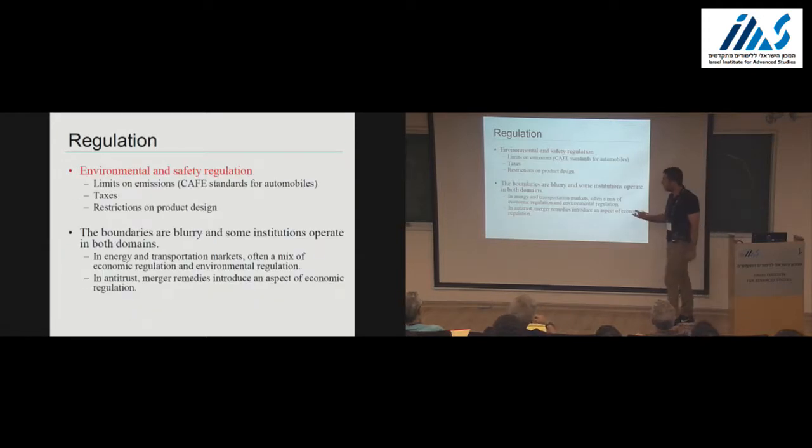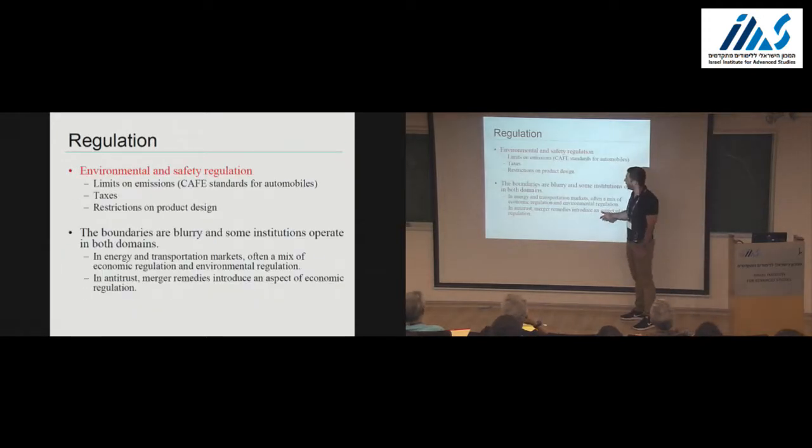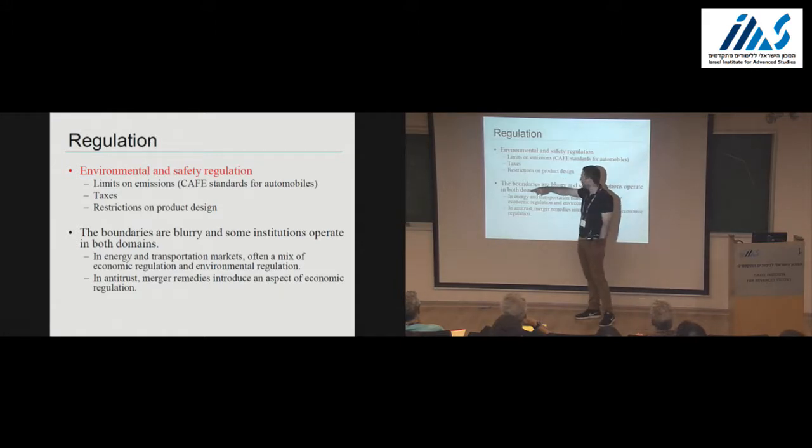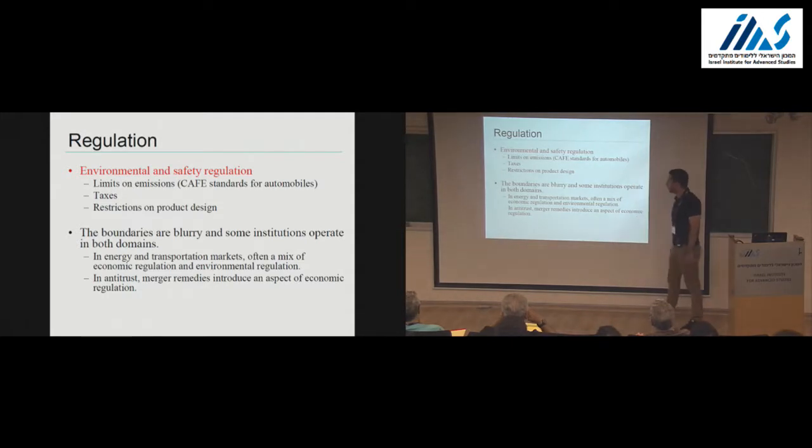Okay, then there's another umbrella which we think of when we think of regulation, which is environmental and safety regulation. So things like limits on emissions, the CAFE standards for cars in the U.S., taxes or cap and trade systems, restrictions on product design. So those are the three umbrellas we're going to look at.